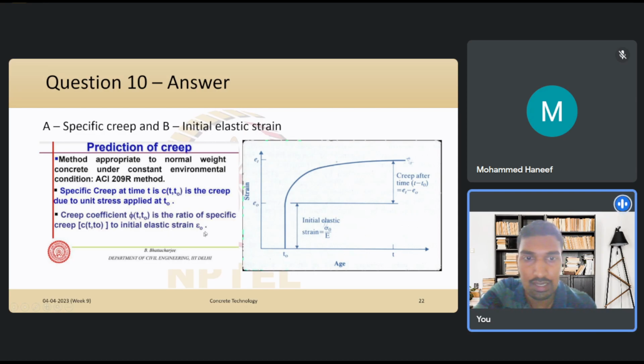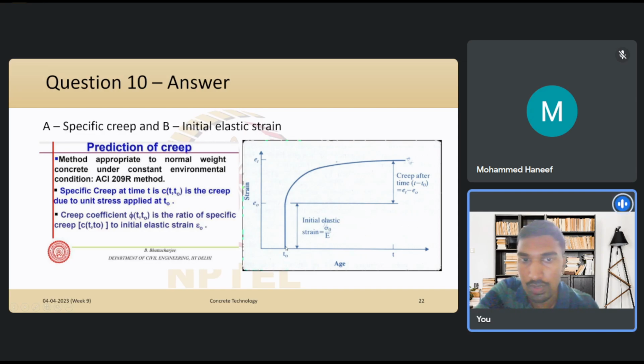So what is the initial elastic strain? We have the strain versus time or age. Here t0 is the time at which you are applying the load. When you apply the load, instantaneously there will be some strain experienced, let us say it is epsilon naught. This portion is the initial elastic strain. When you release the load at this point, all the strain that is observed will be recovered.